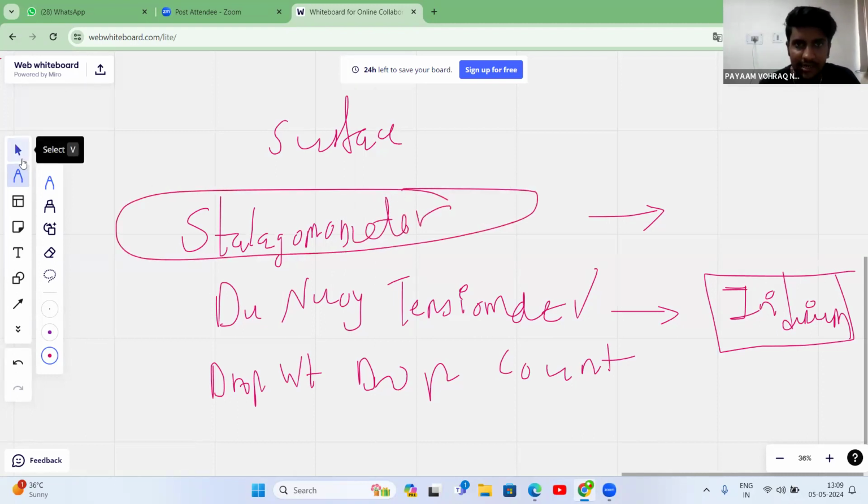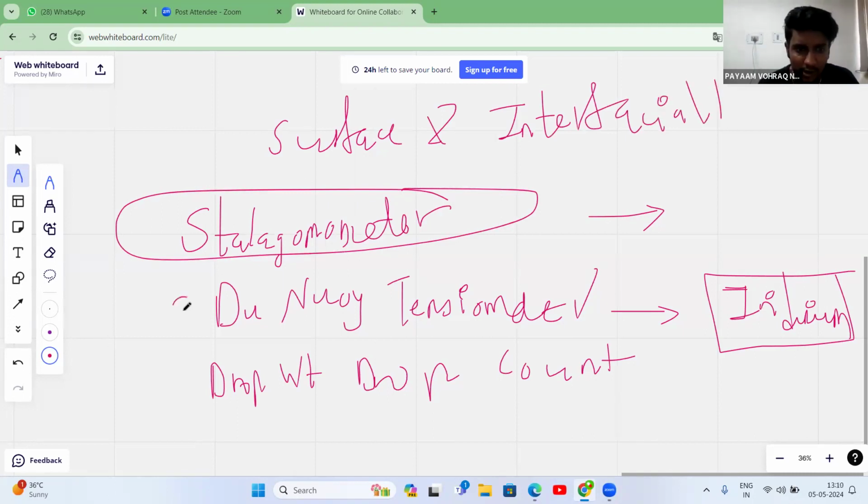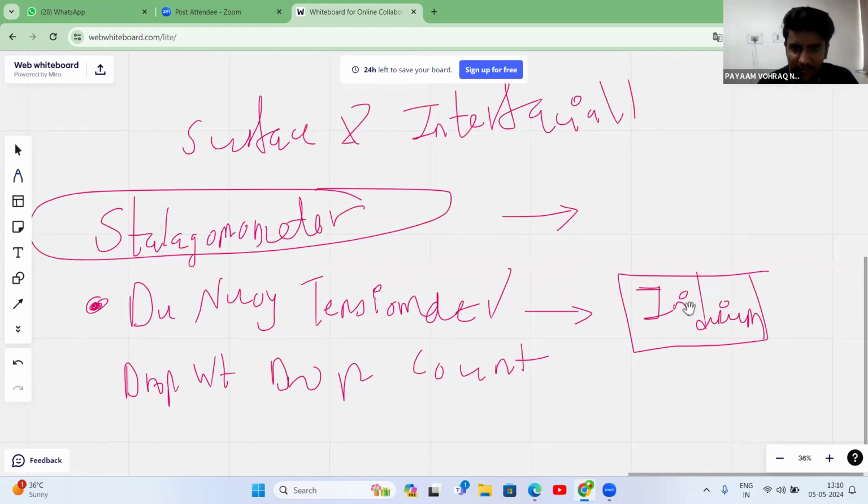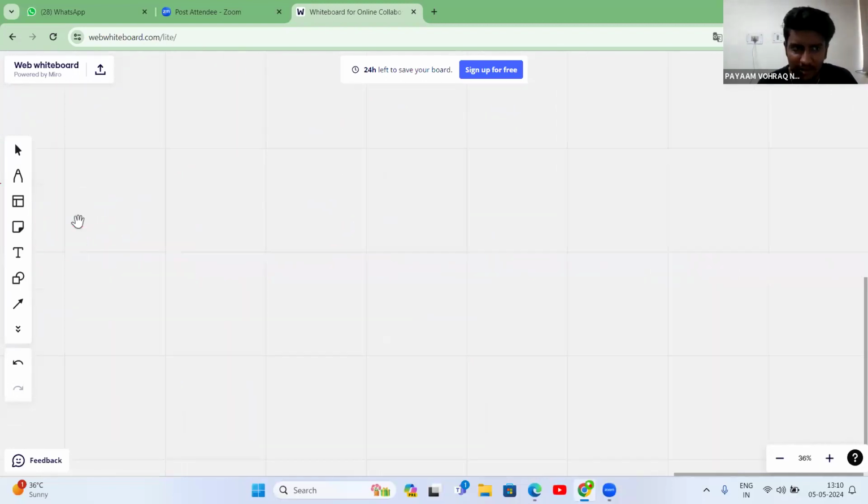So there are certain techniques that are used to measure, like Du Noüy. It can measure surface as well as interfacial tension. The rest are mostly surface tension techniques, but Du Noüy is a dual. It can measure both. This is very important. From surface and interfacial tension, this is what you have to remember.